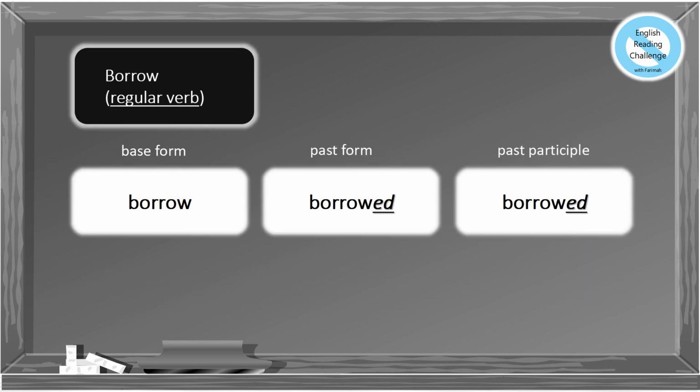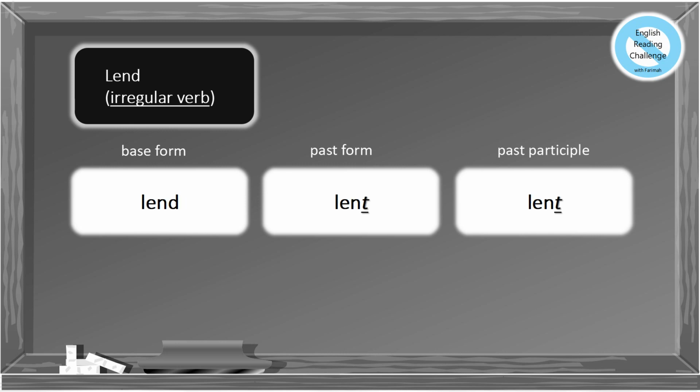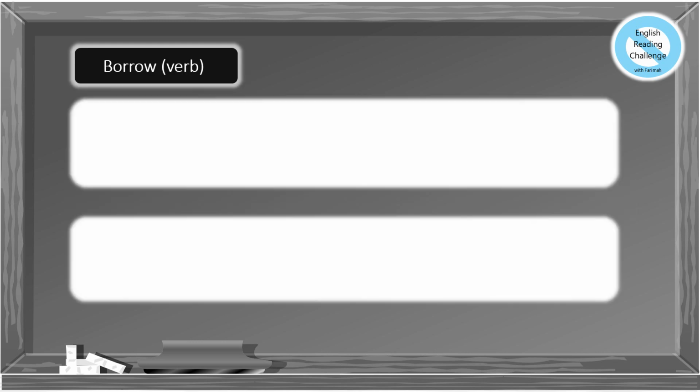Borrow is a regular verb, so its past simple form is created by adding ed to the base form. The past simple of borrow is borrowed. The past participle of borrow is also borrowed. Lend is an irregular verb, and its past simple form does not follow the regular ed pattern. The past simple of lend is lent. The past participle of lend is also lent. Let's discuss them in more detail.